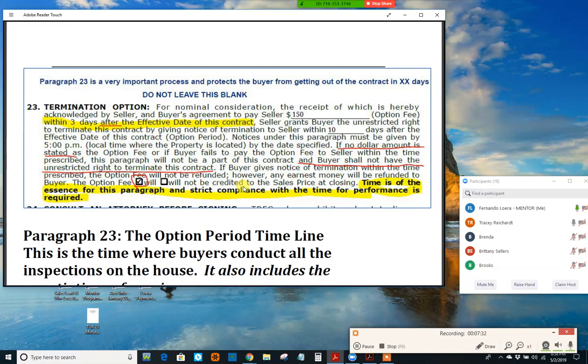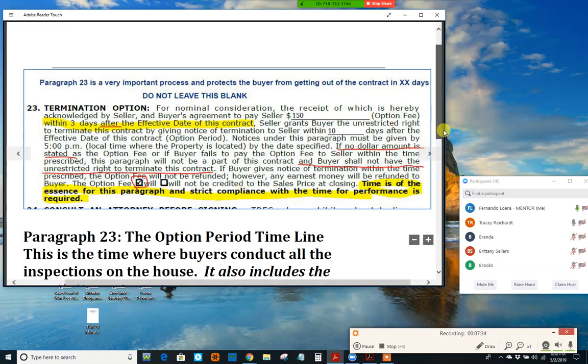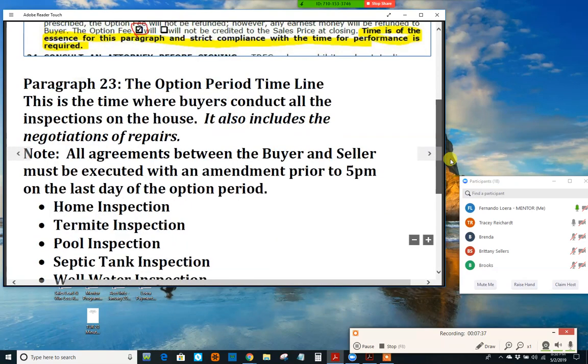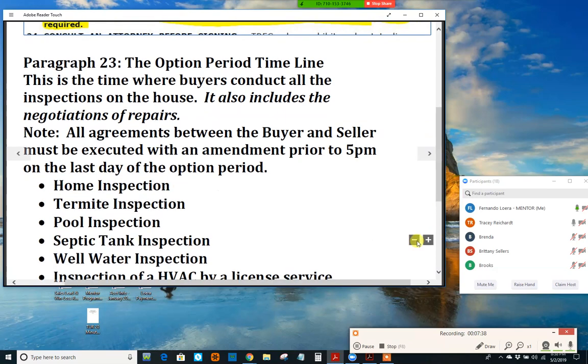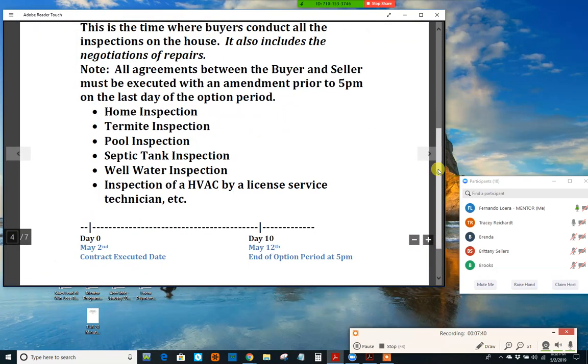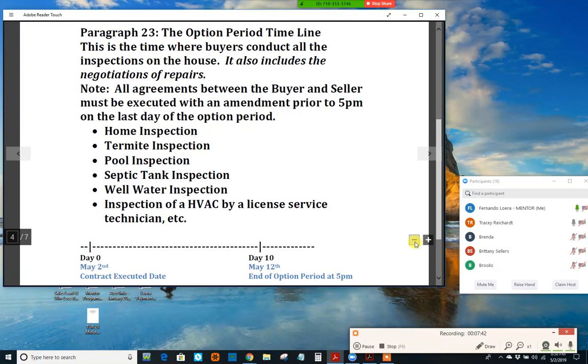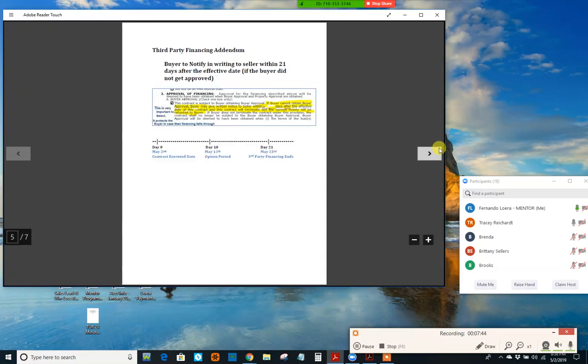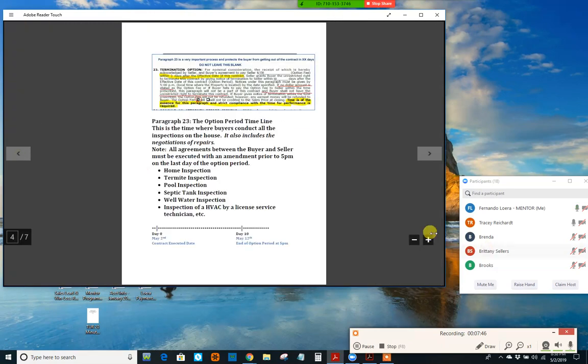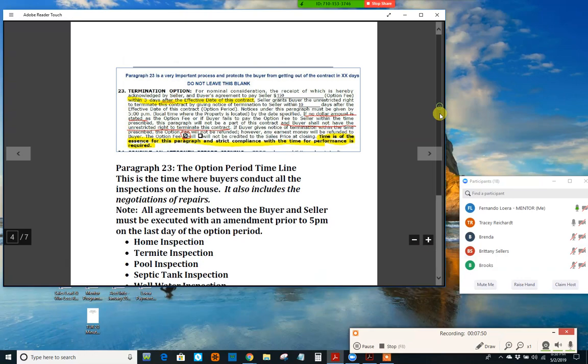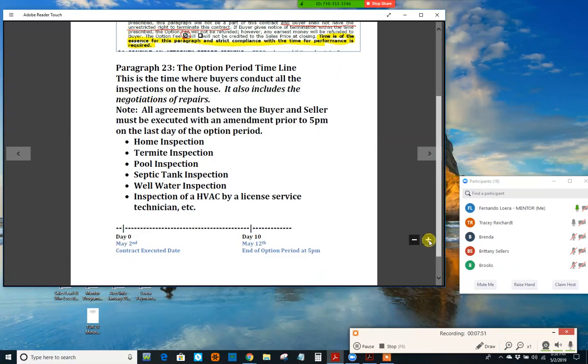Okay. So paragraph 23, like I said, is another timeline that you need to keep track of. And this timeline is so the buyers can conduct inspections, termite inspections, pool inspections, septic tank inspections, well water inspections, inspection of the air condition and heating by a licensed service technician, and so on and so forth.